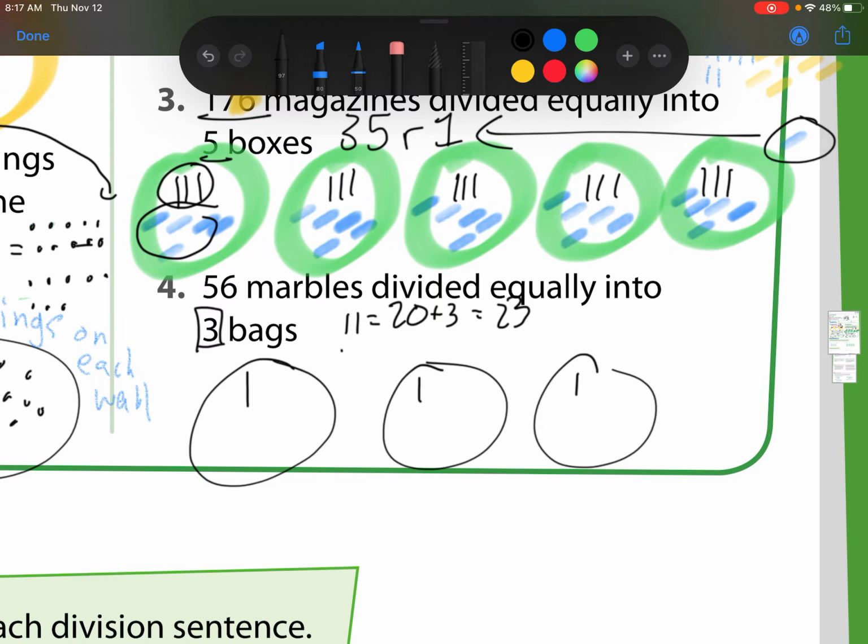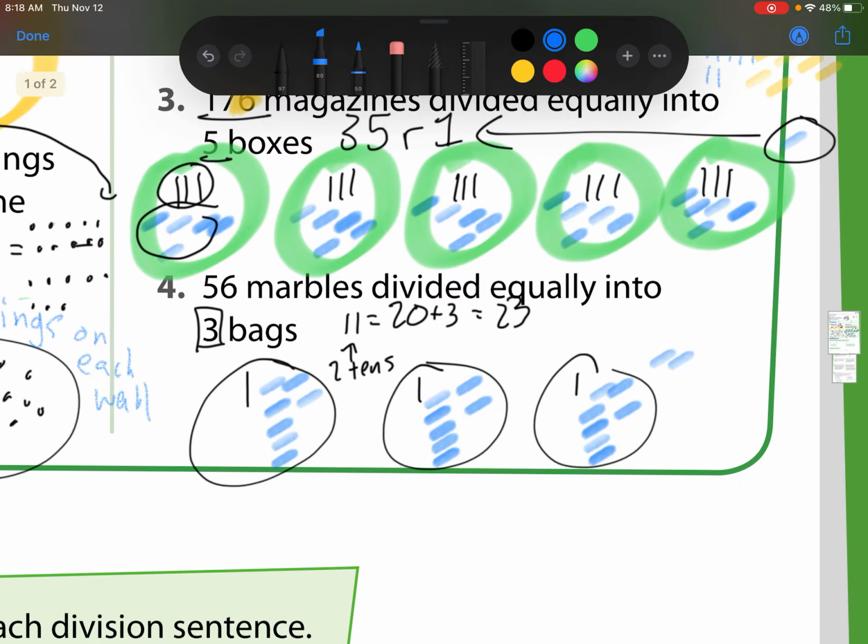Remember, this is not 11, those are 10s. We have 2 10s. So let's break 23 dots up. 1, 2, 3, 4, 5, 6, 7, 8, 9, 10, 11, 12, 13, 14, 15, 16, 17, 18, 19, 20, 21, 22, 23. Oh, but we don't have enough for 24, so let's take those last 2 back. So we have 2 left over.